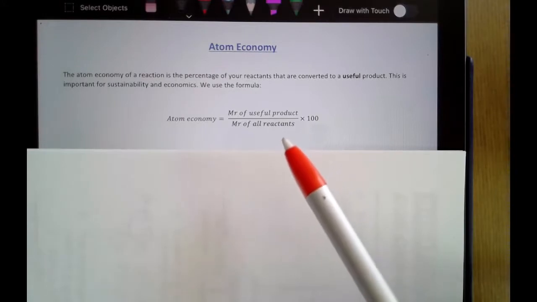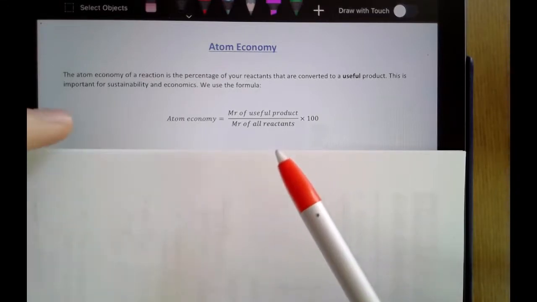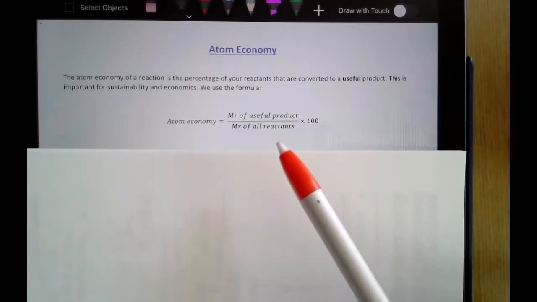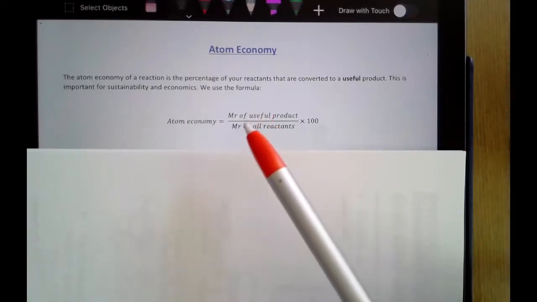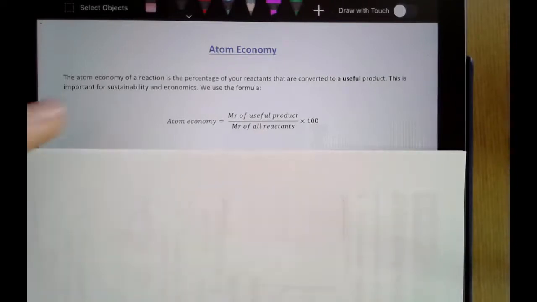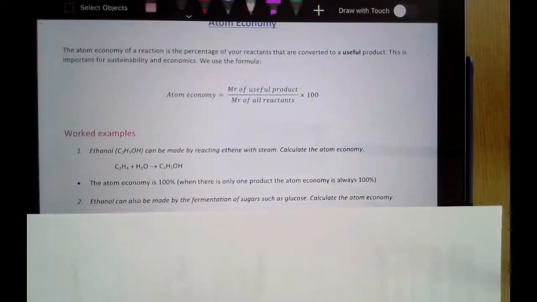And this becomes really important when you're doing reactions on a really large scale because they're much more expensive to carry out. And if lots of the atoms from your reactants are being wasted, then that's not going to be a sustainable or economically viable process. So again, the easiest way to look at this is just to look at a few examples.